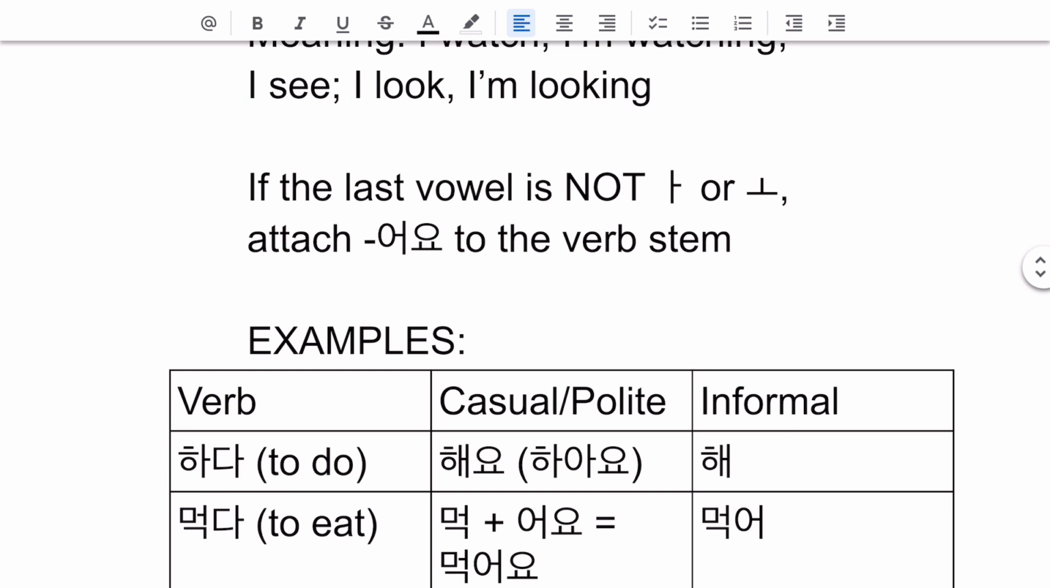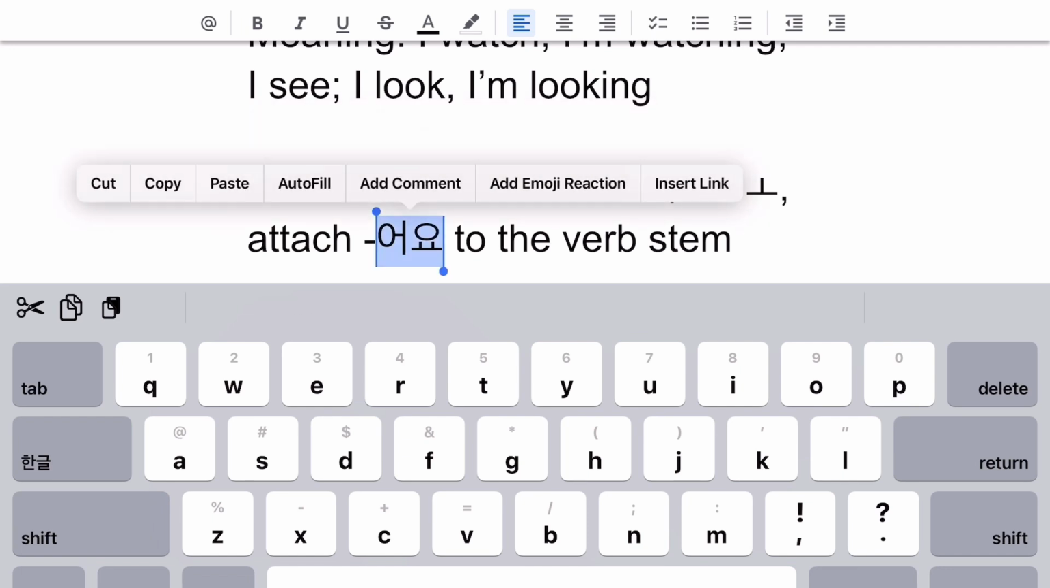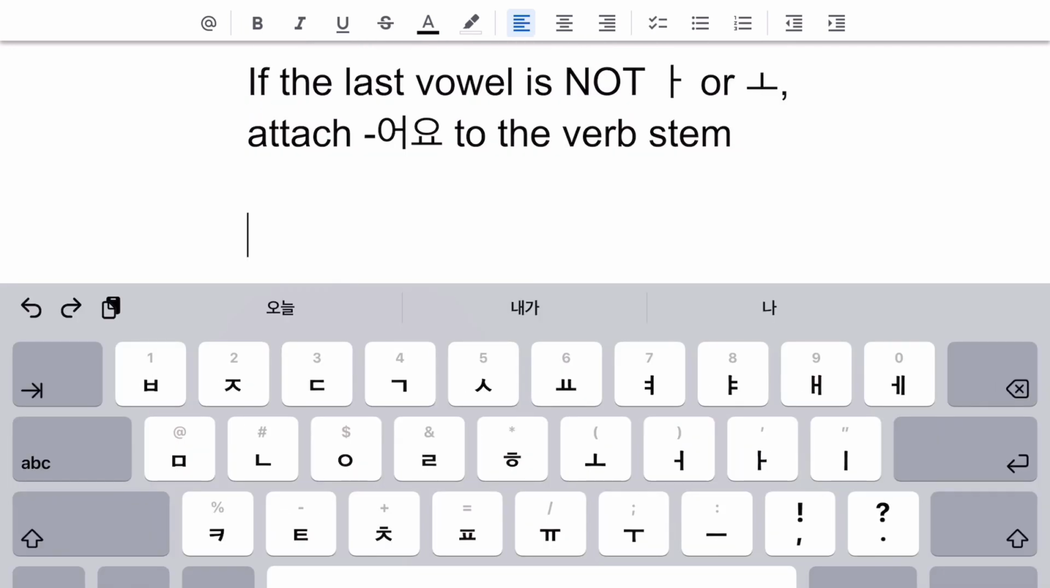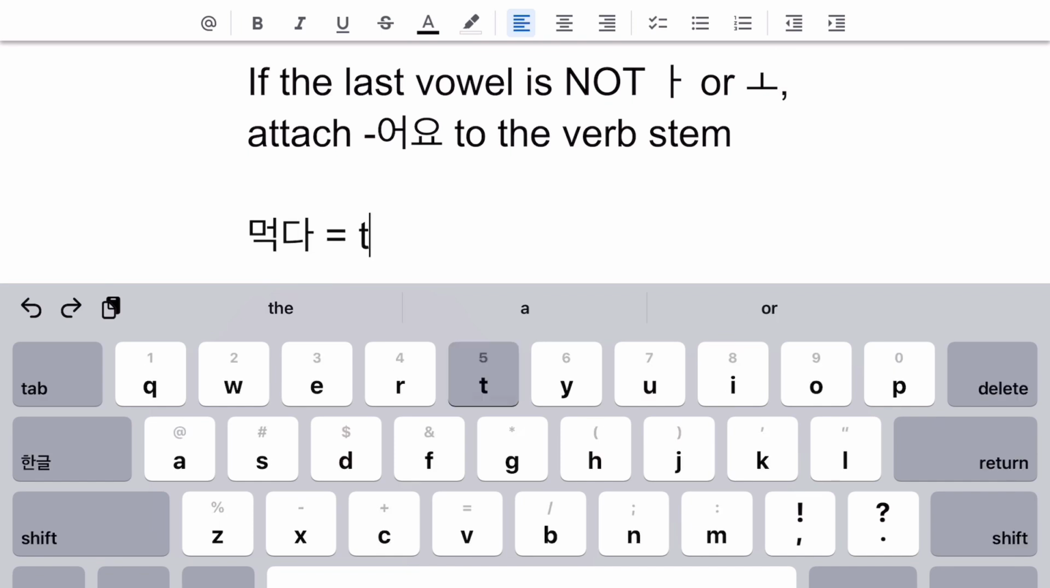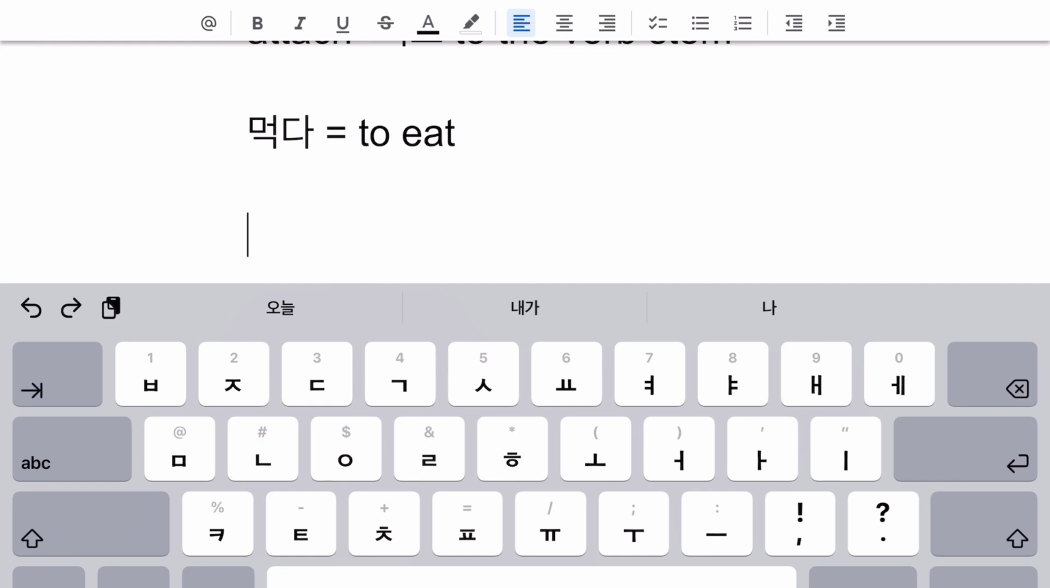But if the last vowel is not a or o, so if it's anything else, any other vowel, we have to attach oyo to the verb stem. So let's give an example. Mokta. This word means to eat. So that's our dictionary form. Before we conjugate it, dictionary form. Then we want to take the da off, get our verb stem.